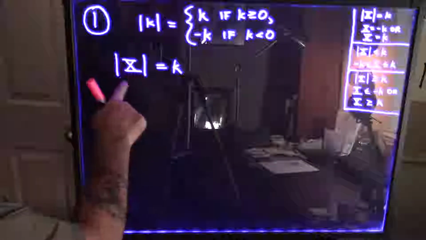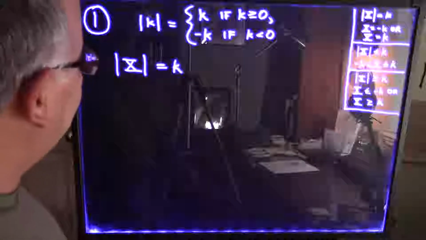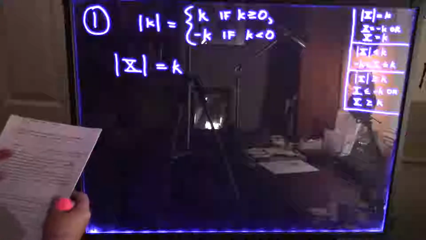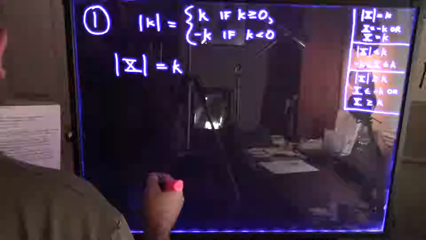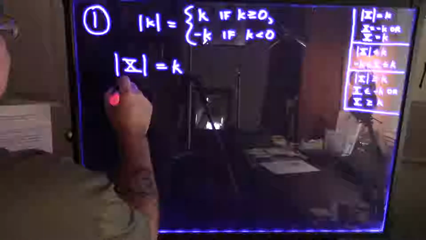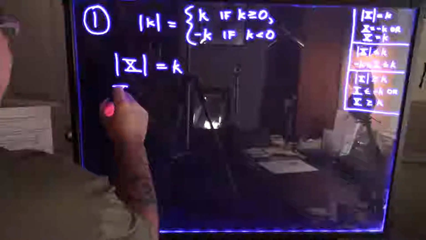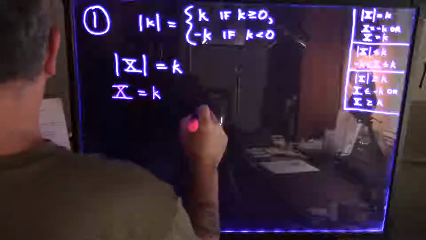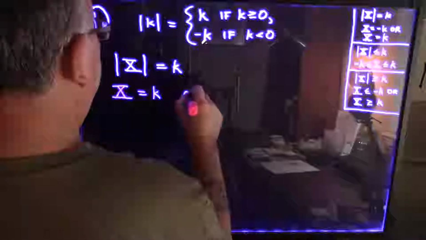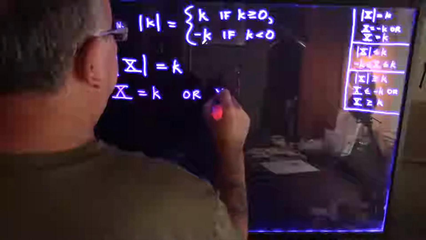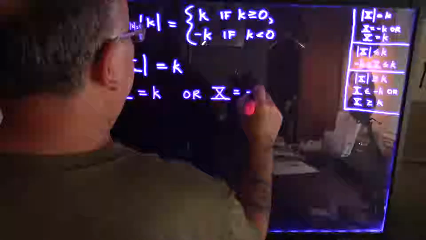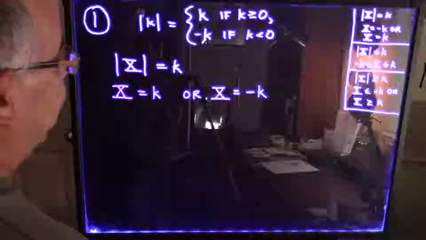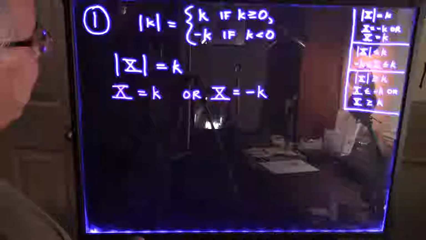All right, so this would cover a lot of territory in absolute value equations. Let's say you have the absolute value of something equals k. Then by the definition of absolute value, the expression inside the absolute value bars will equal k or negative k. Okay? So that's basically how you would solve an absolute value equation.